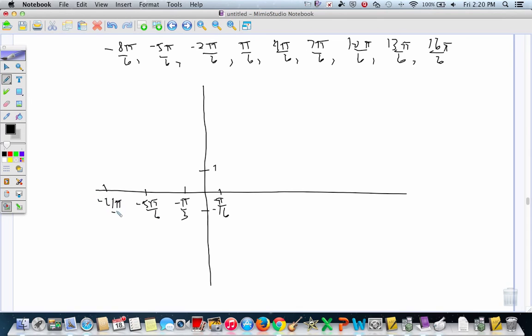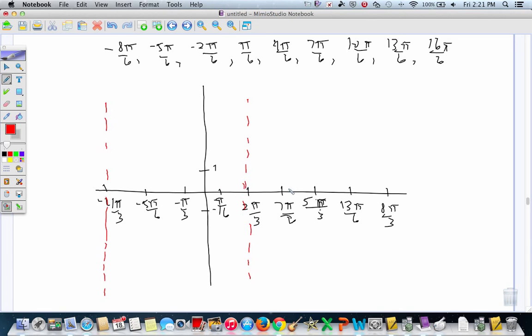We have negative pi over 3, pi over 6 on this side, negative 5 pi over 6, and negative 4 pi over 3. 2 pi over 3 here, 7 pi over 6 here, 5 pi over 3, simplifying the 10 pi over 6. Let's try and fix that just a little bit. 5 pi over 3, 13 pi over 6, and one more is 8 pi over 3.